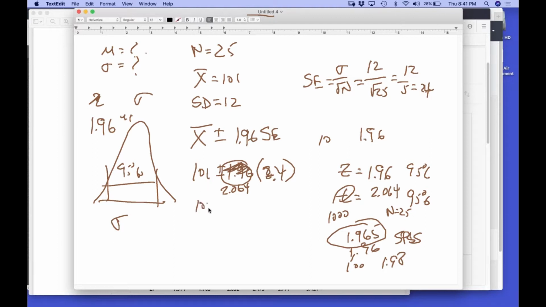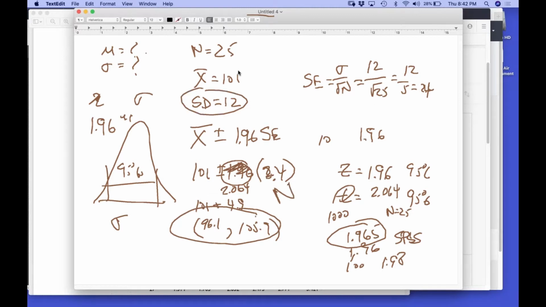I take my 101 plus or minus 2.064 times 2.4. I'm going to estimate that to be like 4.9. I'm just doing this in my head real quick. So that's going to be a confidence interval of 105.9 on one end, and on the other end it's 96.1, I think. All right, so I'm 95% sure the true population mean is between these two numbers based on that sample size, this standard deviation, and this mean. Right? That's how we do our confidence interval. That's where our t-score comes in.